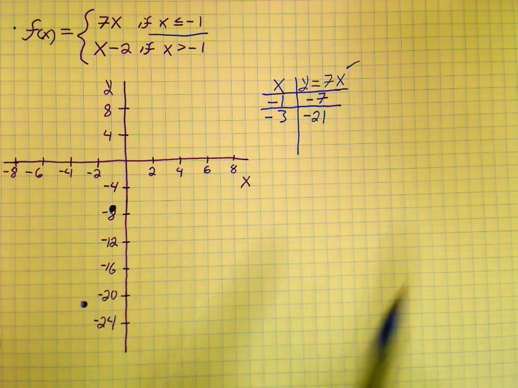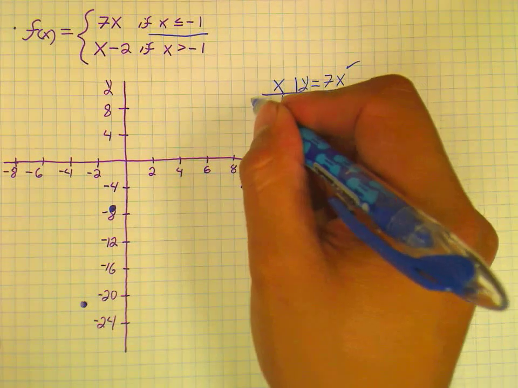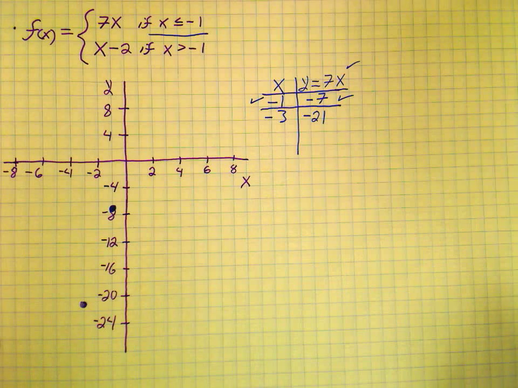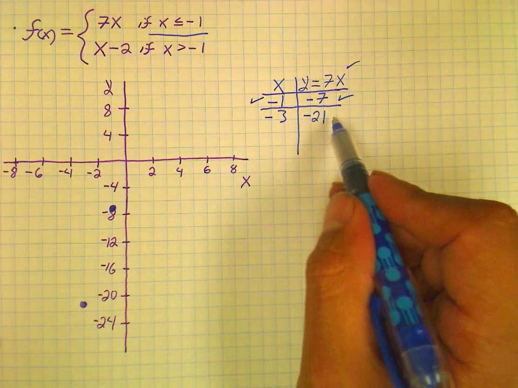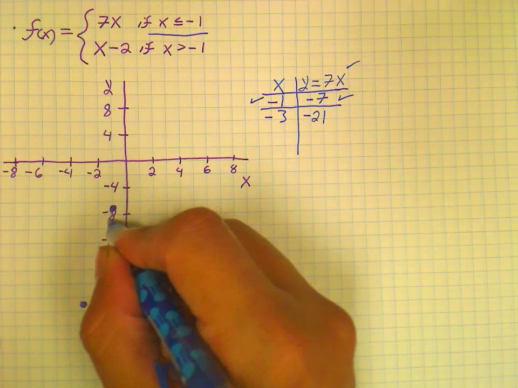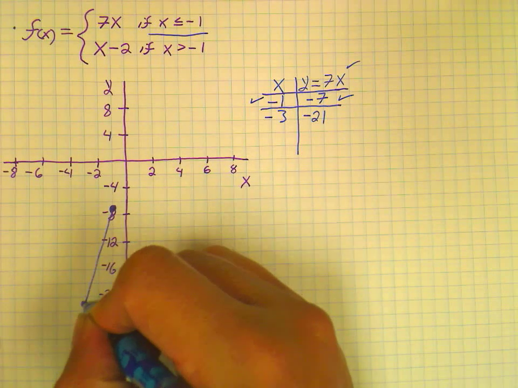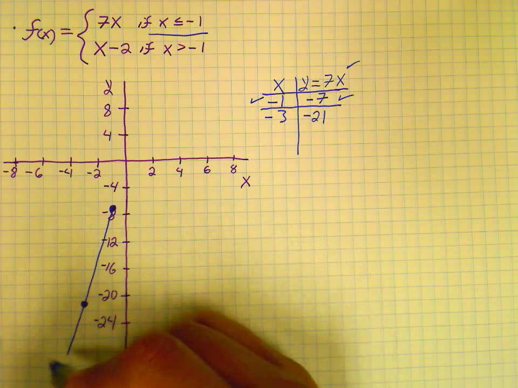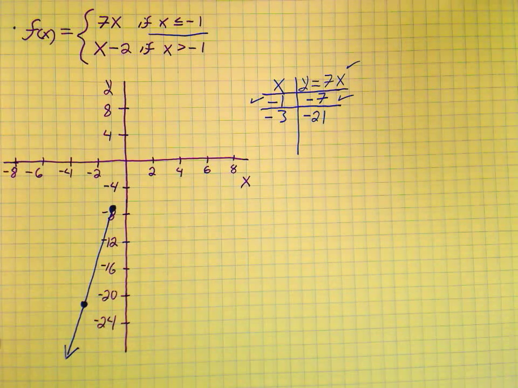Now what's important to realize is this is where my graph starts. And it just goes through this point. So it's going to continue for anything less than negative 1, and it will continue going and going and going. So I'm going to put an arrow on that side because it does not stop. That is the first piece of this function.